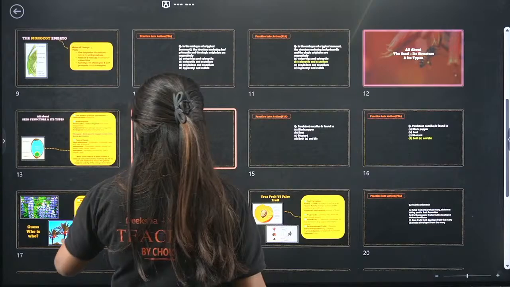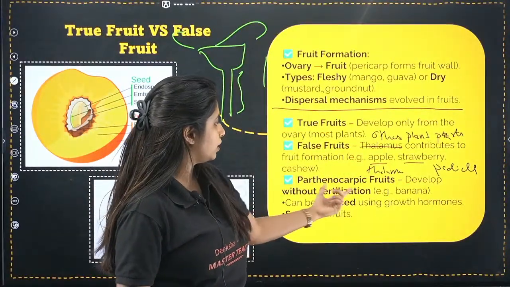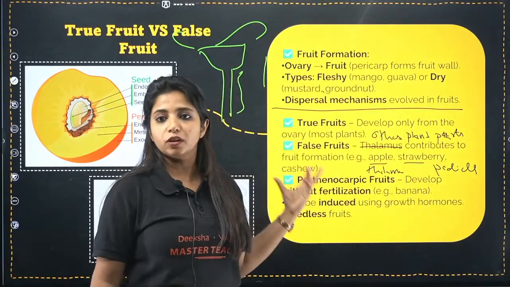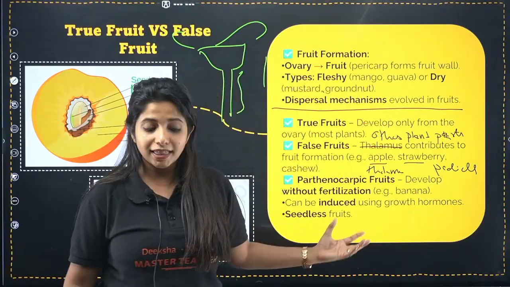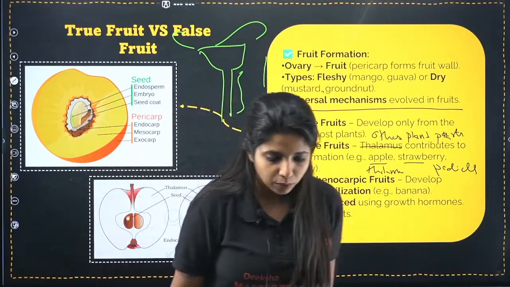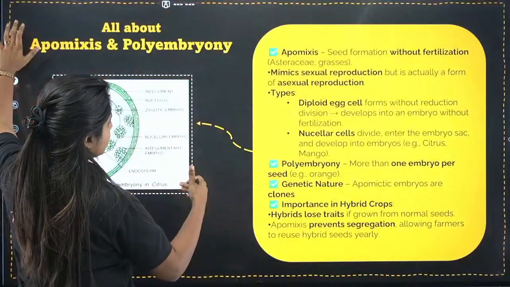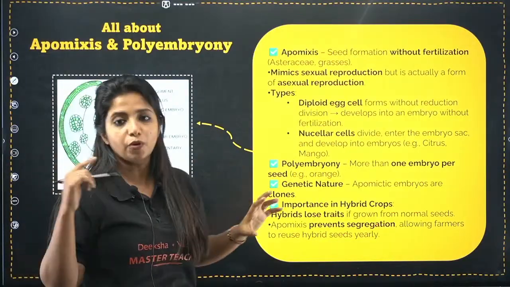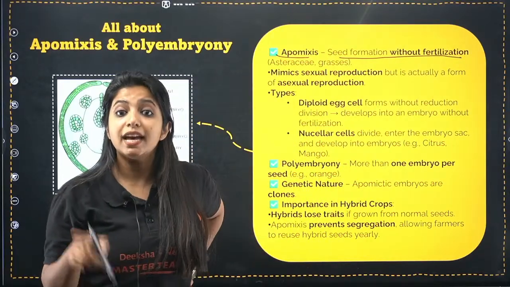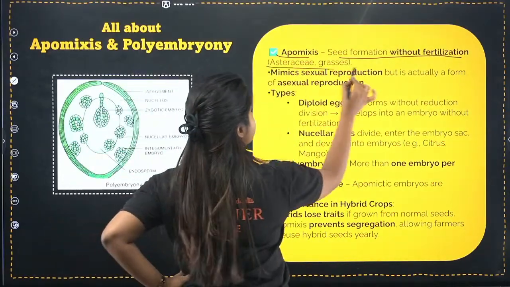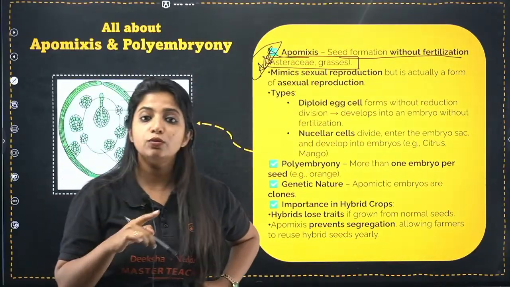So where are we? Yes, parthenocarpy is what? Fruits develop without fertilization. Parthenocarpic fruits develop without fertilization. An example is banana. Now it can be induced also, using growth hormones, and in that way you get seedless fruits. Done. Now we talk about apomixis, and you need to pay attention. There is more to it. First, apomixis is seed formation without fertilization. Where do you usually see it? Asteraceae and grasses. This is very important. Asteraceae and grasses is where you usually see apomixis.